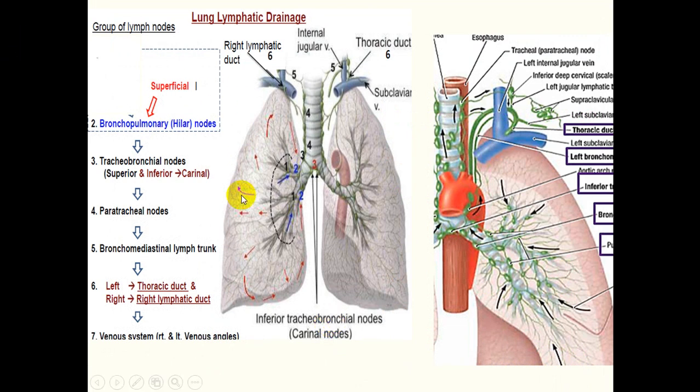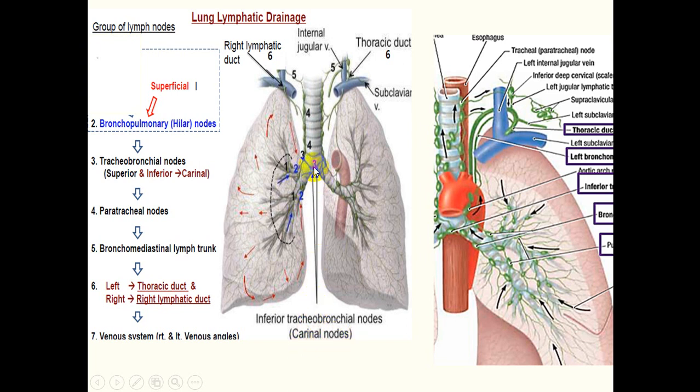This diagram shows the drainage of the superficial lymphatic plexus, and here you can observe the location of the superficial lymphatics, which drain into the bronchopulmonary nodes present at the hilum. They are also known as the hilar lymph nodes. Then the bronchopulmonary nodes drain into the tracheobronchial nodes. Here you can see the location of those. These are the superior tracheobronchial nodes, and these are the inferior ones, and the inferior ones are also known as the carinal lymph nodes.